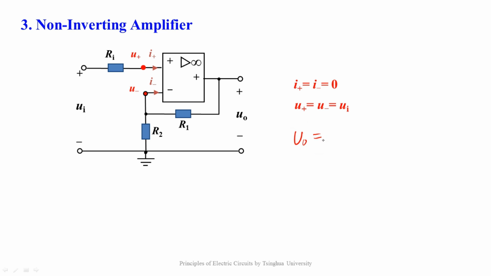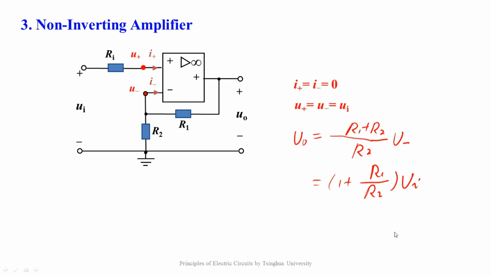UO equals R1 plus R2 over R2 times U minus. Substituting the relationship between U minus and UI, we get UO equals R1 plus R2 over R2 times UI. The proportion coefficient is positive, so it's called the non-inverting amplifier.